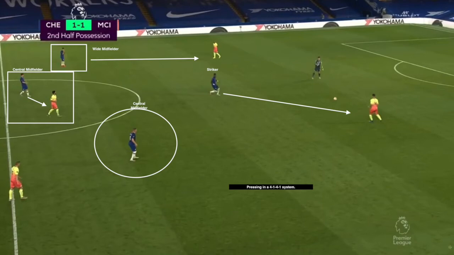So the midfield three is the key. The midfield three in a 4-1-4-1 formation involves two central midfielders and the holding midfielder. In the image, you can see that Chelsea deployed this system to force Manchester City to play either long balls or to the wings.